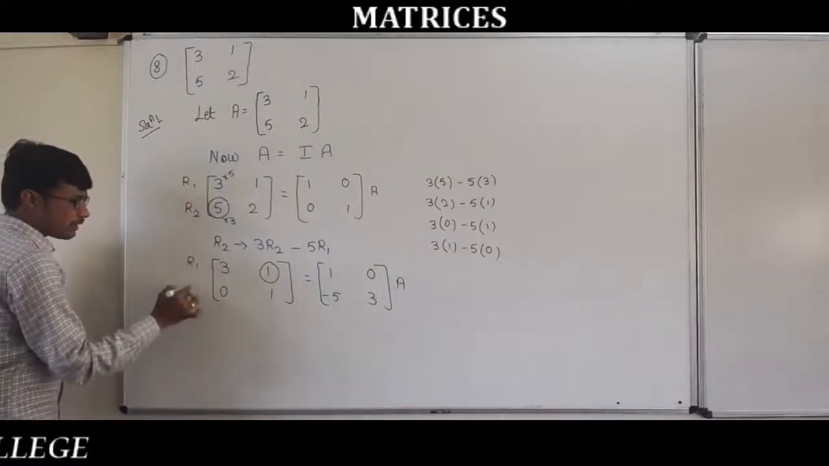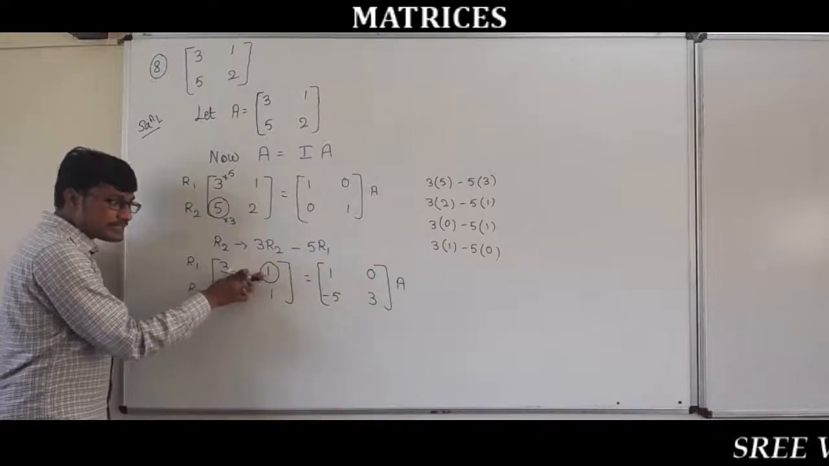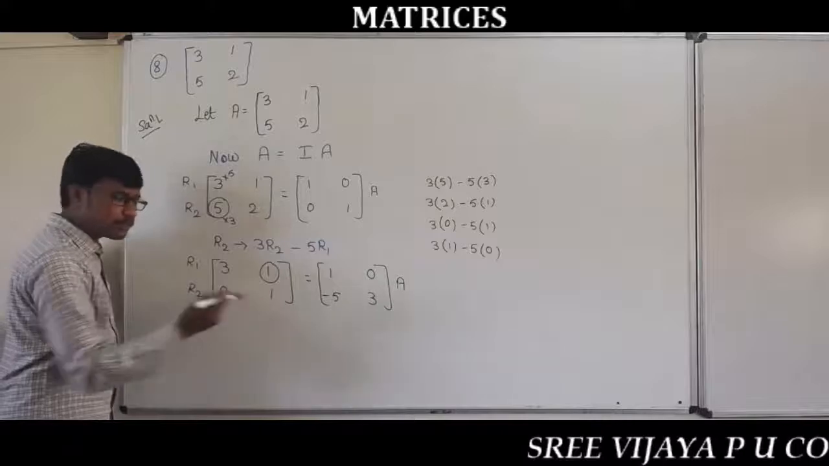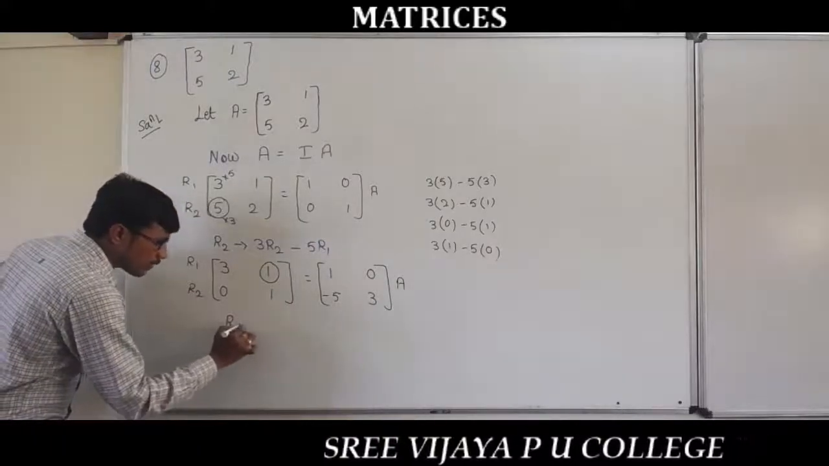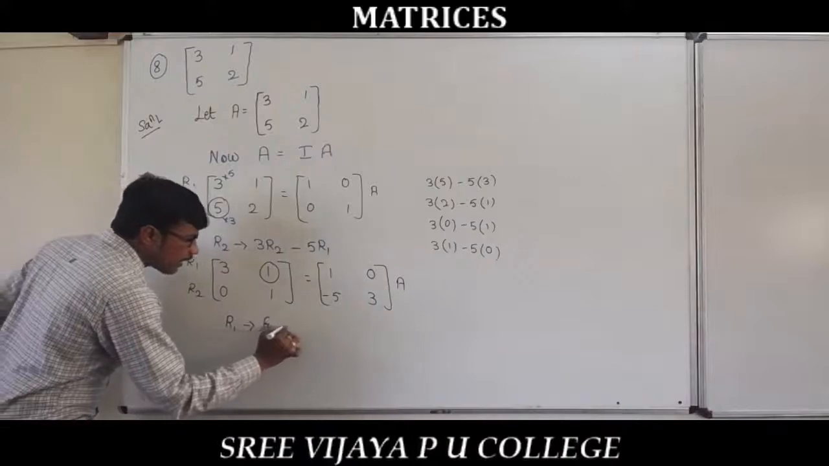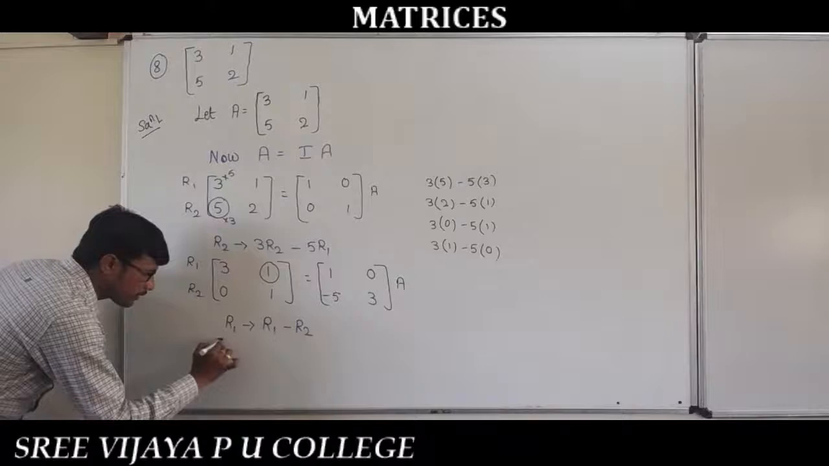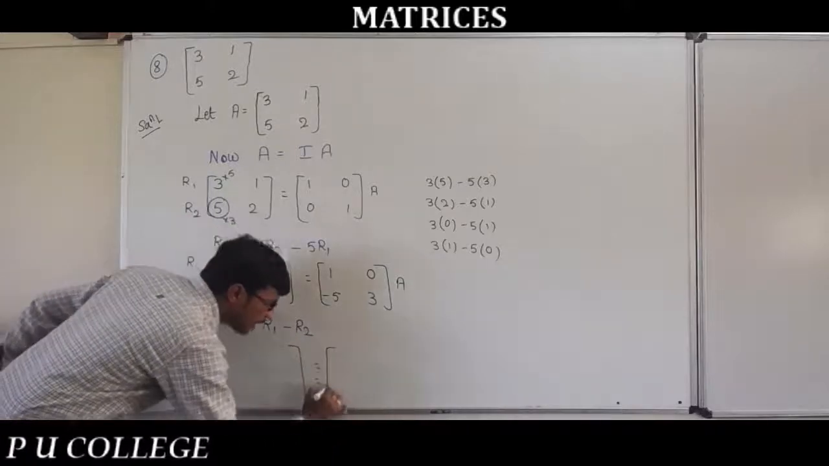So R1 and R2. To make it 0, you can subtract this element with this element. Both are the same, right? If you subtract this, obviously you get 0 only. So again there is no need to multiply any number. So R1 can be changed as R1 minus R2. Then that element becomes 0. So R1 will change, R2 will be as it is.